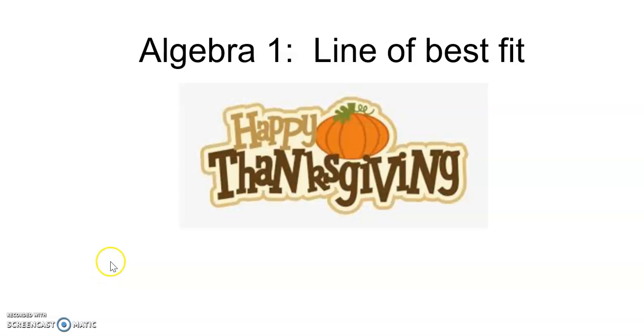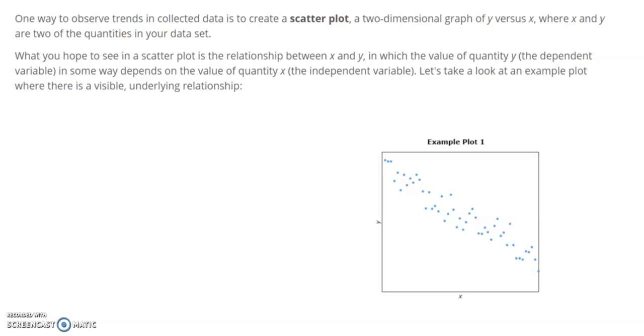This is Algebra 1, Unit 4, Lesson 4, Line of Best Fit. Hopefully you were able to attend our Zoom classes this week in going over this lesson. If you missed it, I thought I would do a quick recap of what you missed so you're able to try the practice problems. So the first thing we talk about is a scatter plot.